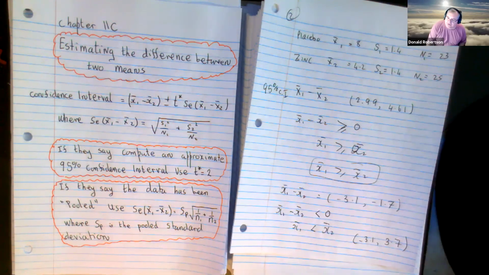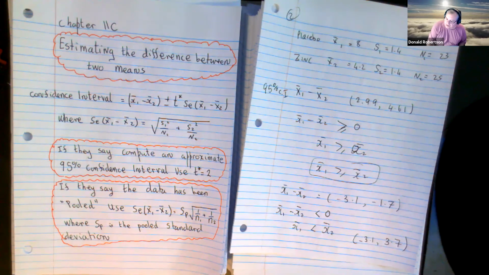Does it make sense that a positive interval means that the first thing is bigger than the second? And that negative intervals mean that the first thing is less than the second? That's essentially the gist of what I said.